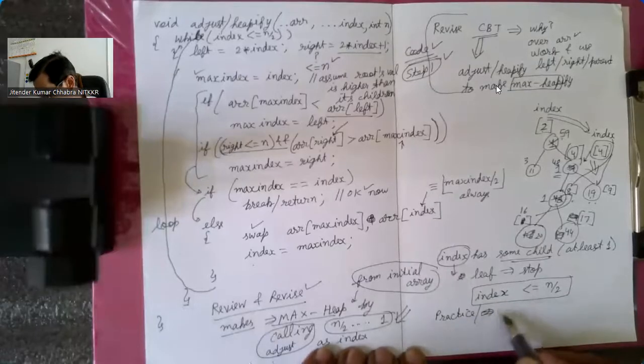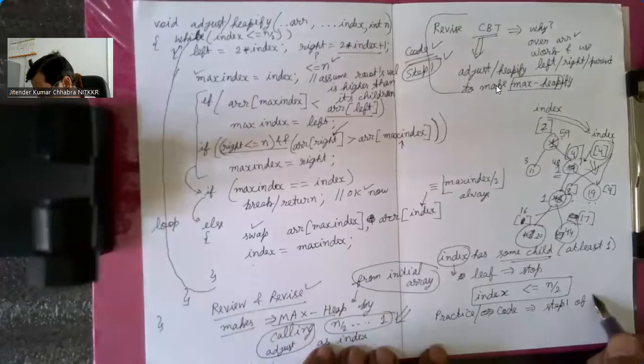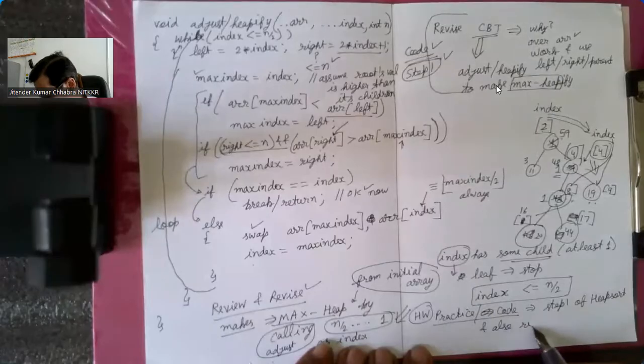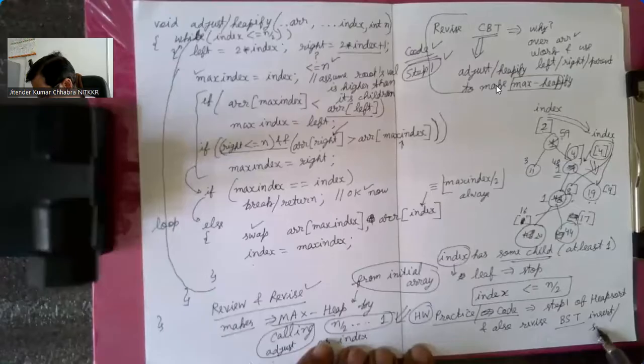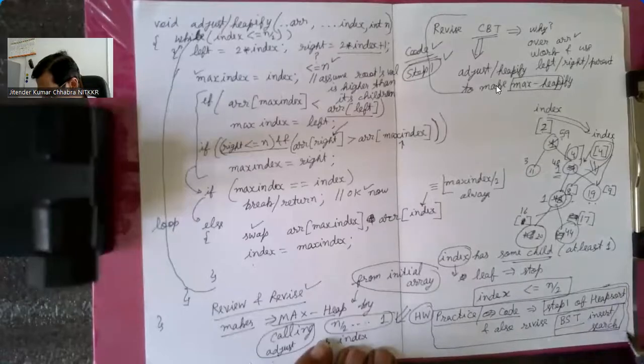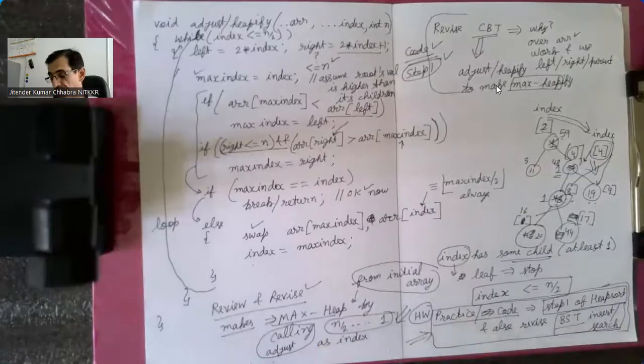Practice your binary search tree also. So, or I'll say, code step 1 of heap sort, including adjust. So this is my homework. And also code and revise your binary search tree, because that also we will need in the next class. Insertion and search, these two operations we have already done. So revise this also. If you have not coded till now, do that coding also. This is your homework for today. Do this, complete this. Next class, we will have these concepts utilized.